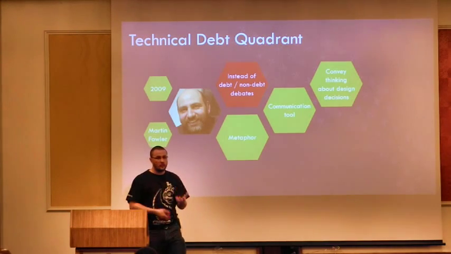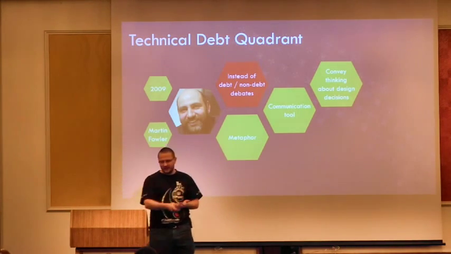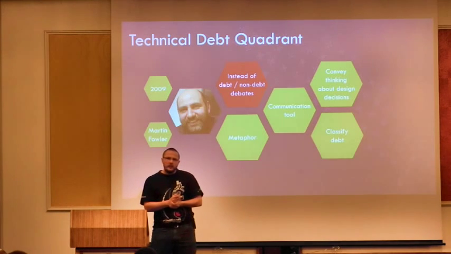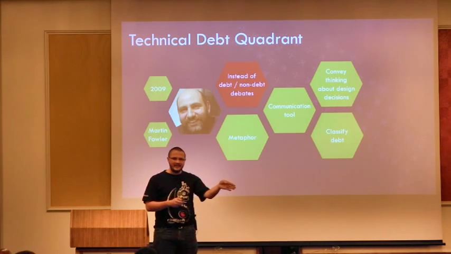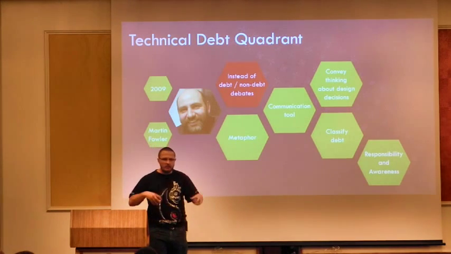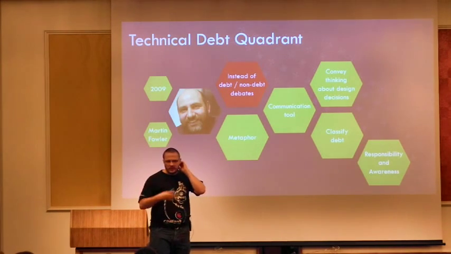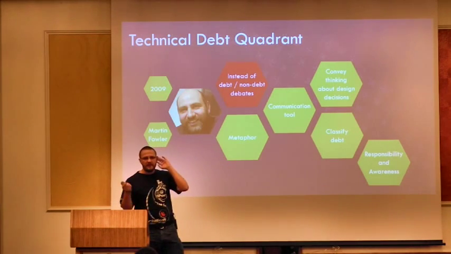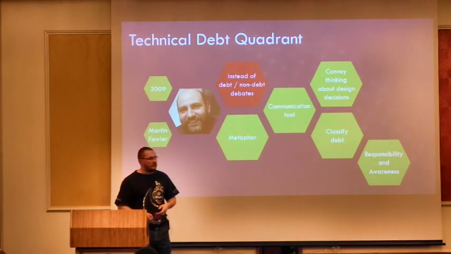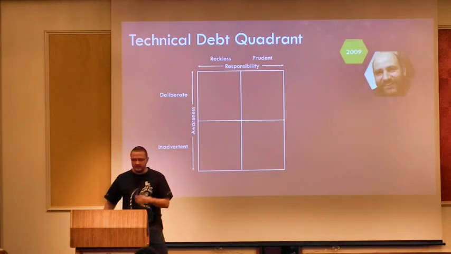And again, Rowan talked a lot about design, so I'm not going to go into that too much. But he said, well, let's stop trying to determine whether it is or isn't technical debt. Let's classify it. And he came up with two axes or two categories, and that's responsibility and awareness. And out of that, he made a technical debt quadrant, hence the heading.